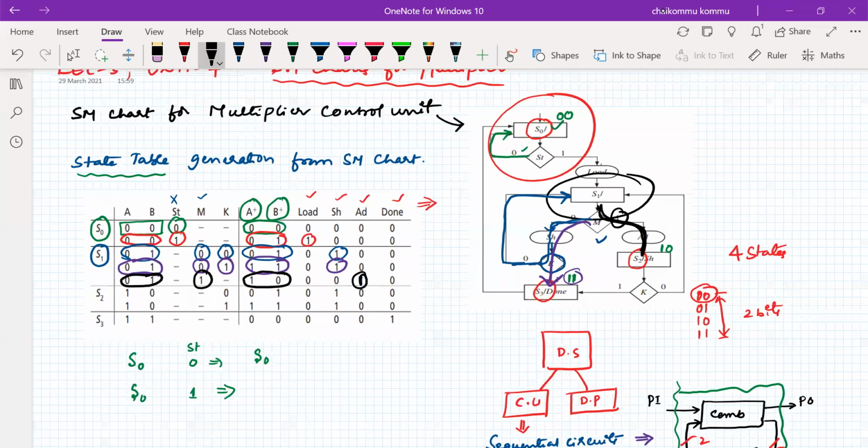Now if you are in S2 state, for example, now suppose you are in this state. So the next one is, you are in S2 state, 1 0.